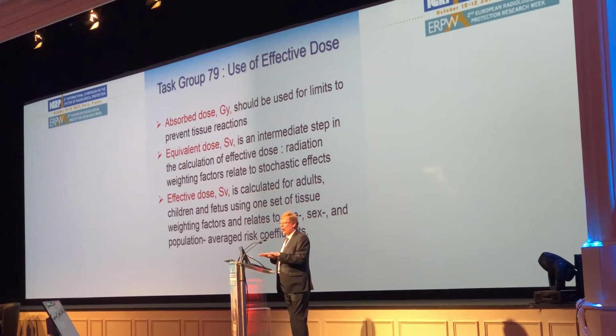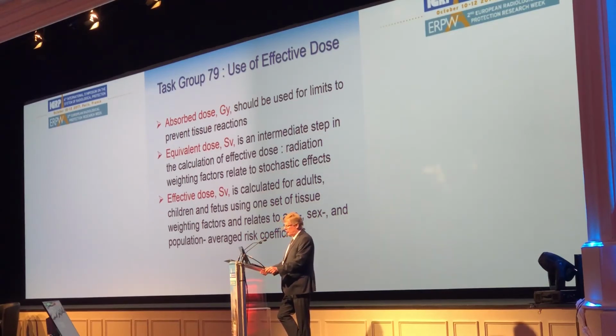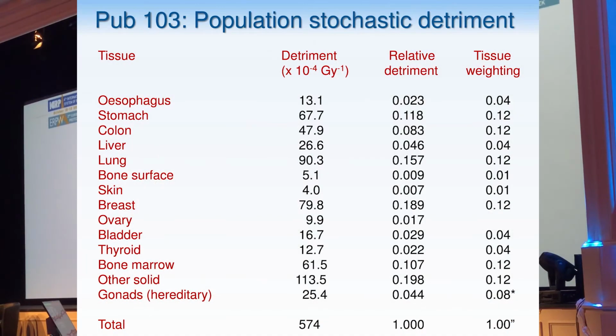What we're also saying is that we would introduce this change at the time that there are new general recommendations from ICRP, but this is just flagging up this intention. So then effective dose, as it says here, is this quantity that has proved very useful, used generally in radiation protection, which we calculate for adults, children of different ages, and indeed also for the fetus. We do so using this one set of tissue weighting factors that is based on, relates to age, sex, and population averaged risk coefficients. So let's just have a brief look at where those numbers come from.